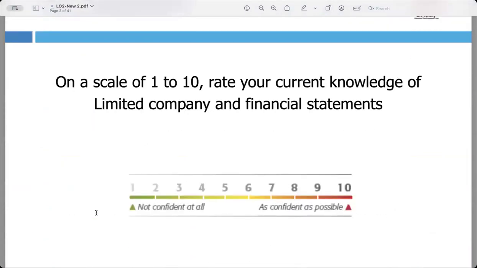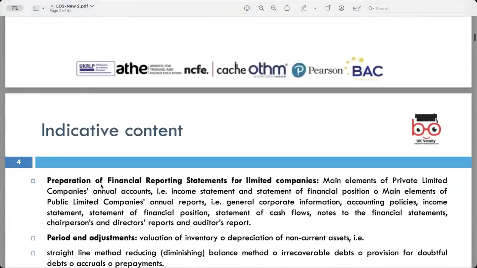Right, self-assessment: you can check your current knowledge of limited companies and financial statements, from 1 to 10, 10 being as confident as possible and 1 not confident at all.